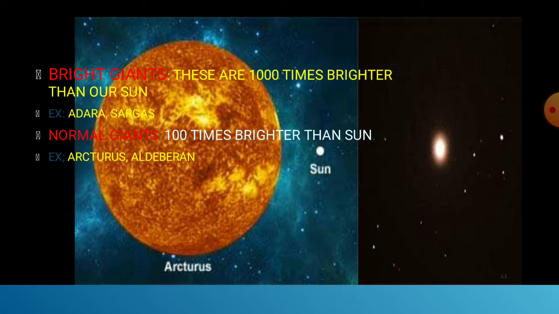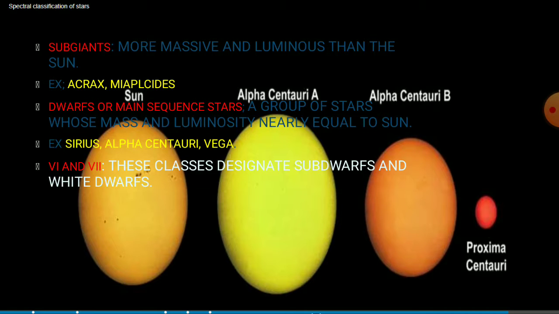So this is the sun. On the left side of the sun we find Arcturus, and on the right side we find Aldebaran. So next, subgiants, more massive and luminous than the sun. These are called subgiants. Example, Acrux and Myoplacids, which are seen in the picture only.